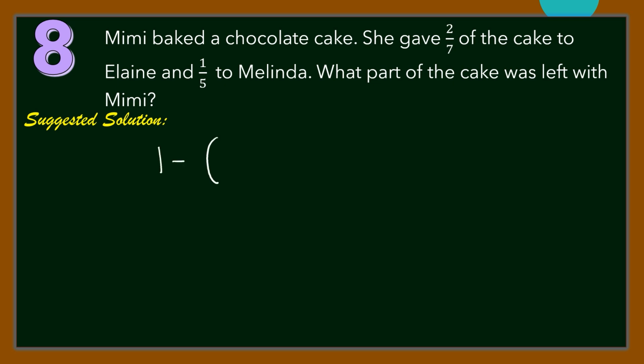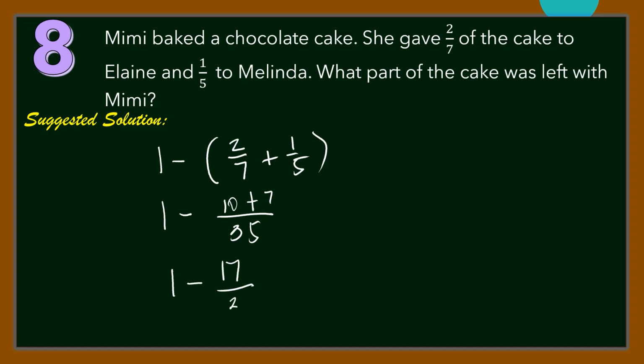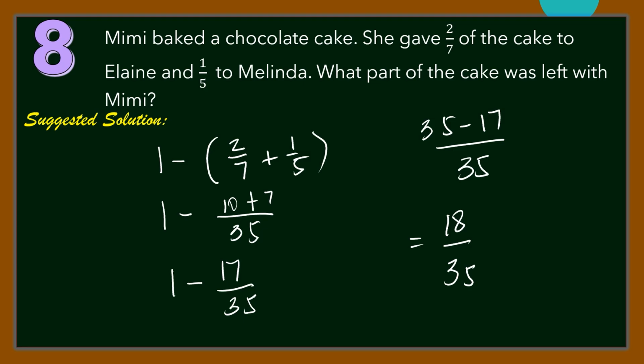So we have 1 minus the sum of 2/7 and 1/5. The LCD of 2/7 and 1/5 is 35. Then 35 divided by 7 is 5, times 2, that is 10, plus 35 divided by 5 is 7, times 1, that is 7. So we have 1 minus 17 over 35. Again, the LCD is 35. So 35 times 1 is 35, minus 17, and this is equal to 18 over 35. So 18 over 35 of the cake was left with Mimi.